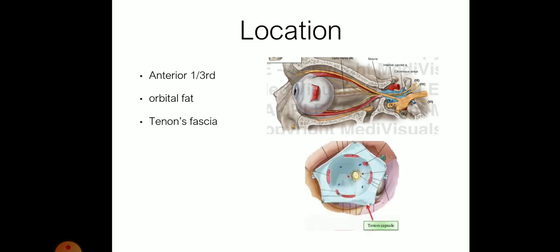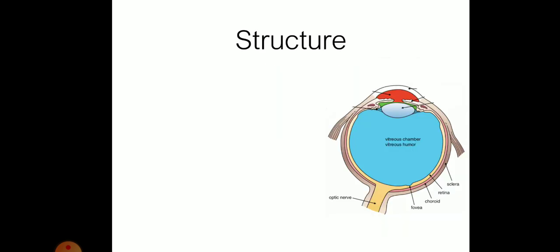You can see the Tenon's fascia when the eyeball, orbit and all these structures have been removed. You can see it as a socket, and it is clinically very important, like in implantation of an eyeball. If you have to remove the eyeball due to a tumor or trauma and implant an artificial eye, this Tenon's fascia acts as a socket. Behind the eyeball, it continues as the optic nerve.